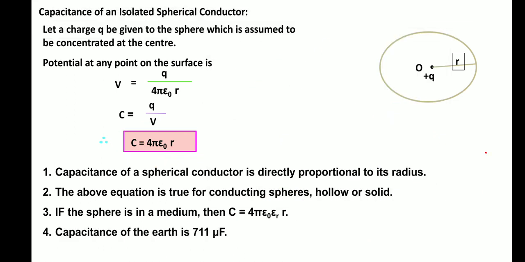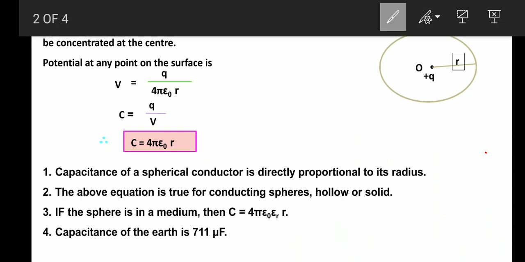For the capacitance of the earth, just substitute the value of the radius of the earth, that is 6.4 into 10 to the power 7. When you substitute the radius of the earth, you will get the C value. Capacitance of the earth is approximately 711 microfarad. The radius of the earth is 6400 kilometer.